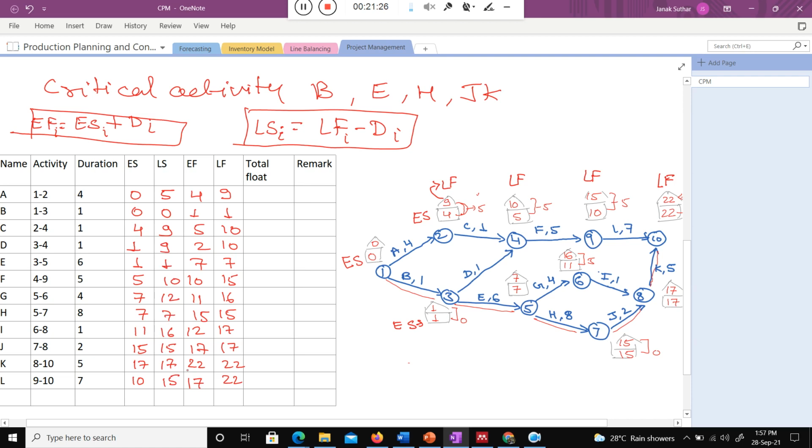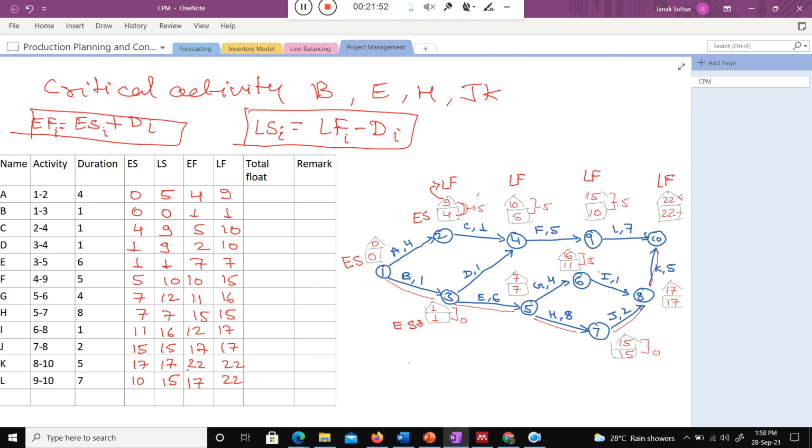Now I think you understood the concept behind the early start and late start. Suppose I start a particular activity late, when it will be finished you can easily dictate by this table. If I start a particular activity at the earliest, when it will be finished, that is the early finish in that condition. So you just need to add the duration.